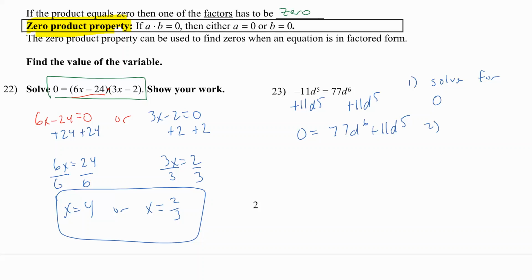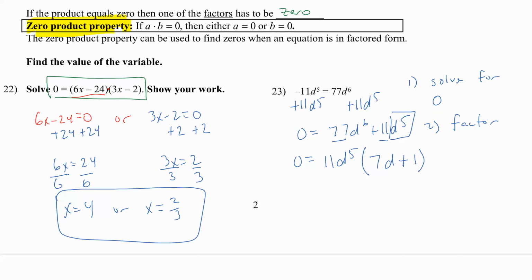Okay, step 2 is you're going to factor. So what's the biggest number we can divide those coefficients by, and that is 11, and then d to the 5th is the most number of d's that we can factor out of both of them. This next step we'll just do in our head. So 77 divided by 11 is 7, and then d to the 6th divided by d to the 5th is d. And we'll do the same thing. 11 divided by 11 is 1, and then d to the 5th divided by d to the 5th is 1.